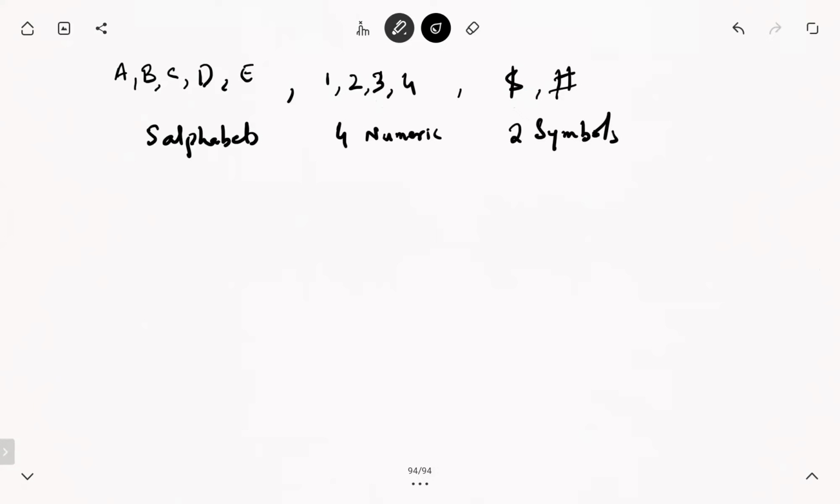5 plus 4 plus 2 is 11. If I have to use all of them to make a password, how many passwords can be made? It's 11 factorial. But now if I say we have to make a password using 8 characters, not all of them, any 8 out of 11, how many passwords can be made?